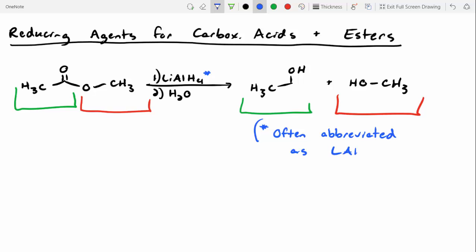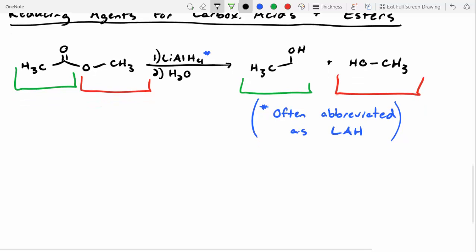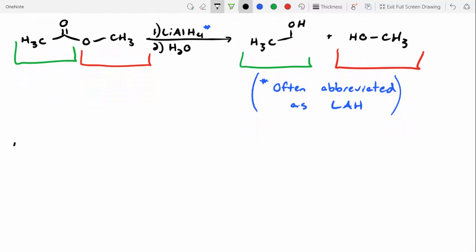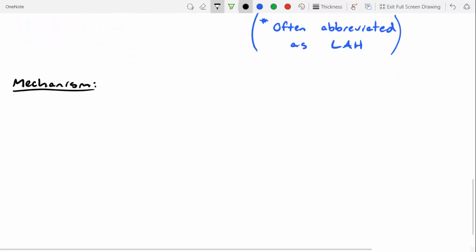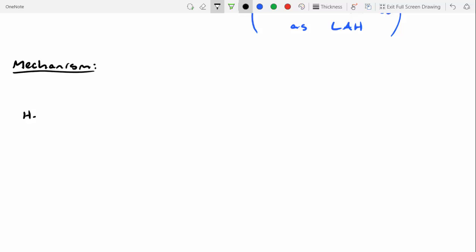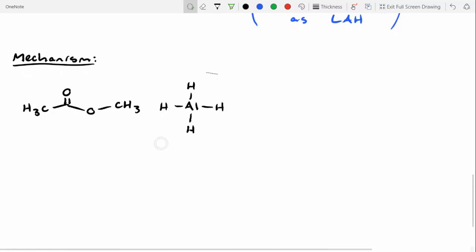As LAH. So that's just short for lithium aluminum hydride. So let's take a look at this reaction mechanism. Again, it's pretty straightforward, but it's got a little bit of a twist from the last one. All right, so I'm going to use that same starting material that we had drawn on top. This time we've got aluminum with 4 hydrogens coming off of it. What do you think the first step in this reaction is going to be?